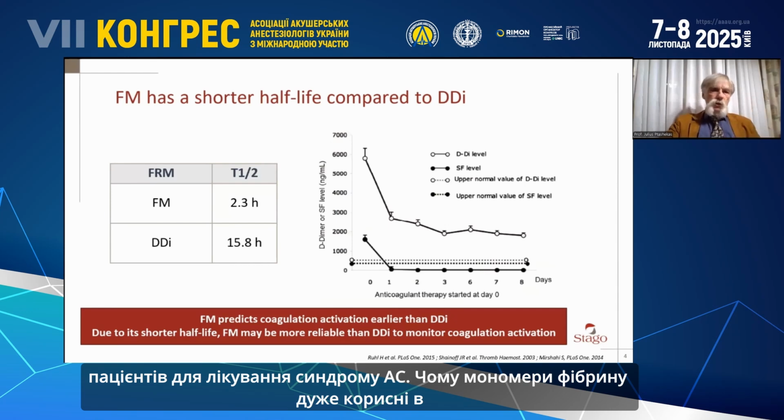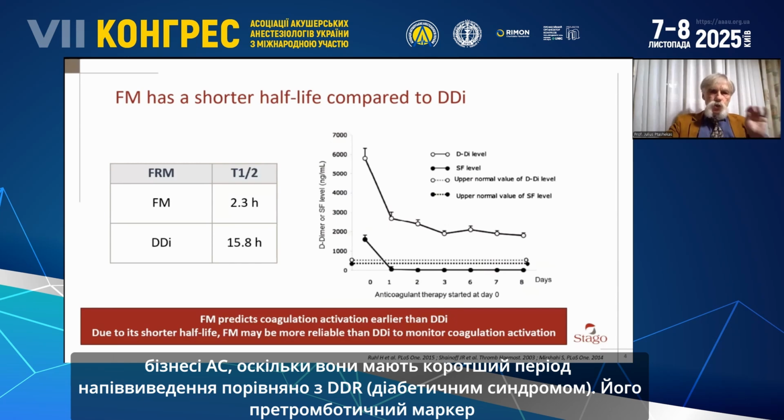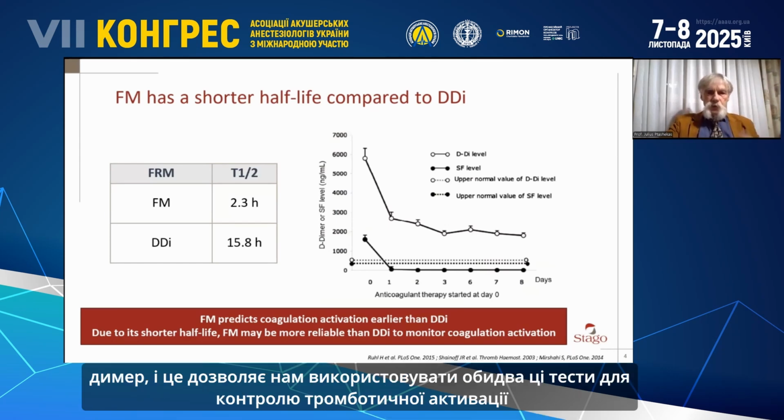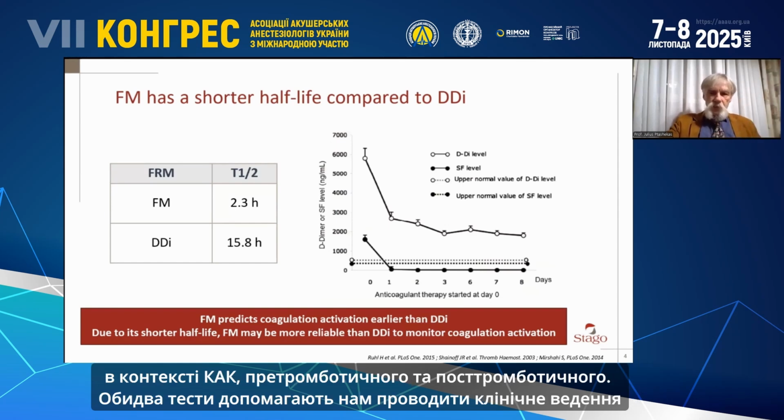Why are fibrin monomers very helpful in DIC? Because they have a shorter half-life compared to D-dimer. It's a pre-thrombotic marker, showing thrombotic activation. And then we have the post-thrombotic thromboproduction marker, high specificity D-dimer, and this allows us to use both of those tests to control thrombotic activation within the DIC context.